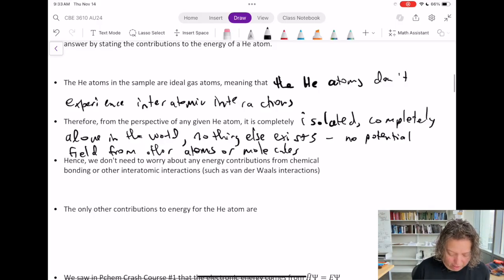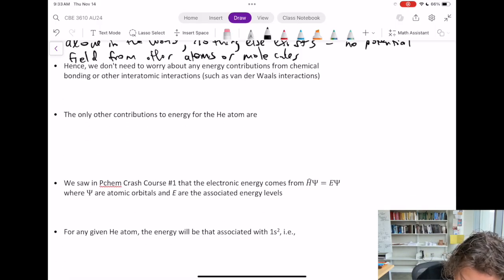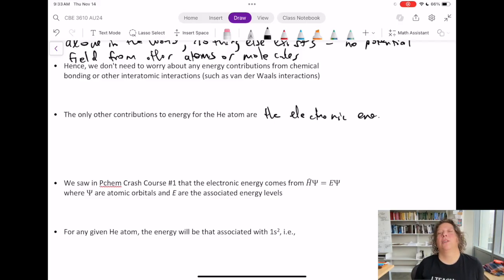So the only other contributions to the energy of the helium atom are going to be the electronic energy. This is what we saw in PChem Crash Course 1. This is going to be the kinetic energy of the electrons within the helium atom pursuant to the field that is set up by the nucleus, so the 2 protons within the nucleus, and then also the interactions of the electrons with each other. To be honest, that is more complicated than I want to get into, but those are the contributions to the electronic energy for that helium atom.